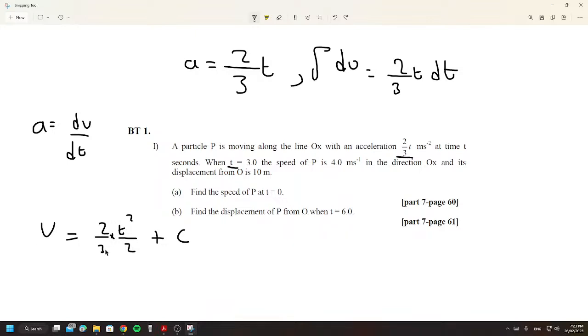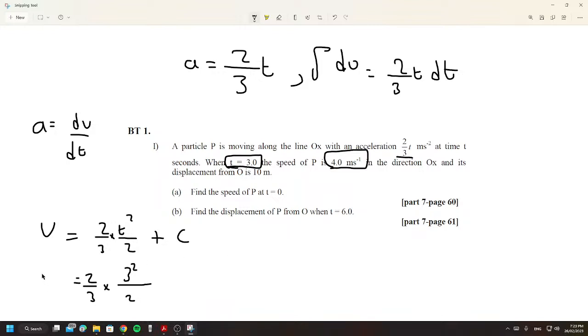So our velocity is equal to 2 over 3 t squared over 2 plus c, right? And first of all, they told us when t is equal to 3, the velocity is equal to 4. And we're trying to find this constant here. So let's just substitute to find c. When t is equal to 3, 2 over 3 times 3 squared over 2 plus c equals 4.